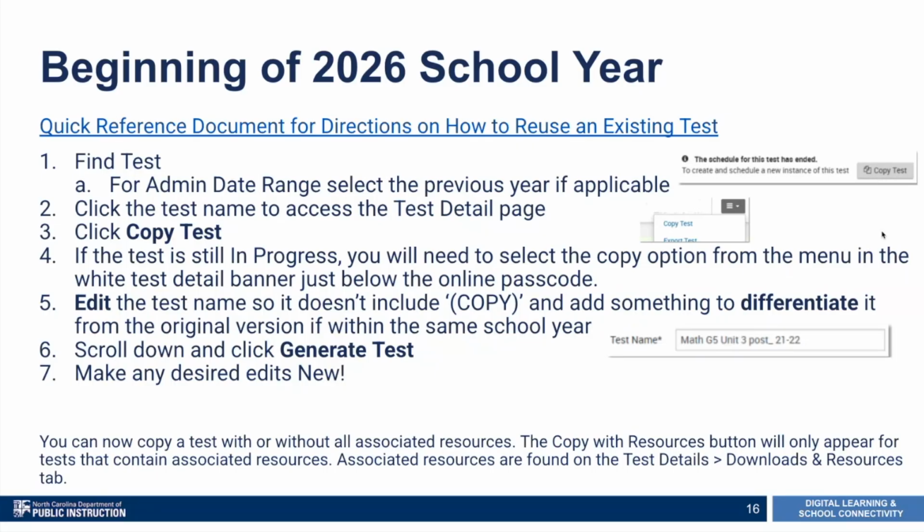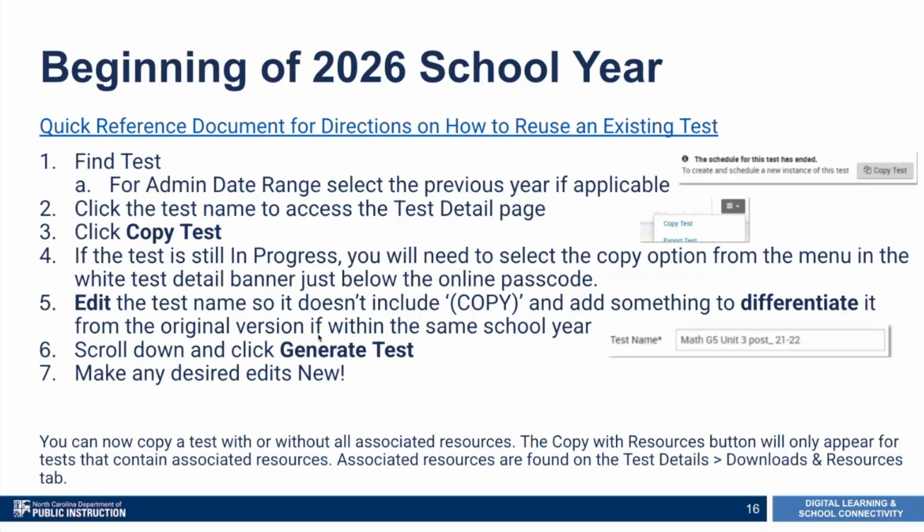If for any reason the test was not scheduled, there is a drop down. This button will not show, but you'll have a drop down and you will see copy test. When you copy the test, you can keep the same title, but we urge you to change the year. You will also automatically see the word copy in parentheses placed in the title. Delete the word copy, update the year, and click generate the test, and you'll be ready.